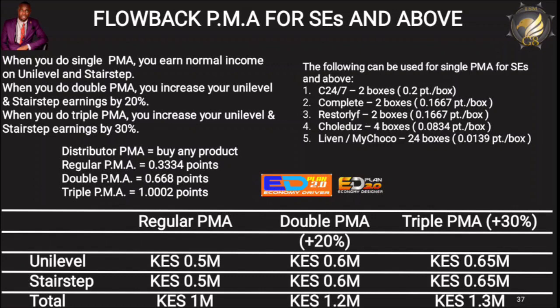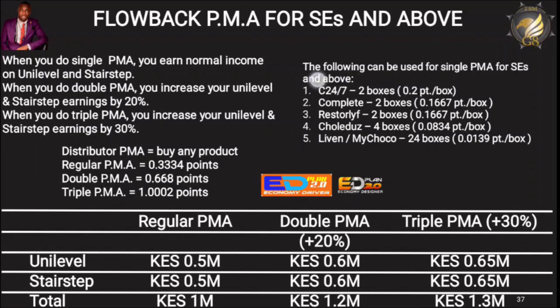If you are a silver executive prime, okay, as a distributor, you just buy once to do regular PMA, you buy 2 products to do double PMA, or 3 products to do triple PMA. If you are a silver executive, you buy 0.334 points. That is equivalent to 2 boxes of C24/7. If you want to do double PMA as a silver executive, you buy 4 boxes of C24/7. If you want to do triple PMA as someone who has a silver executive rank and above, you buy 6 boxes of C24/7. So that is how it is.